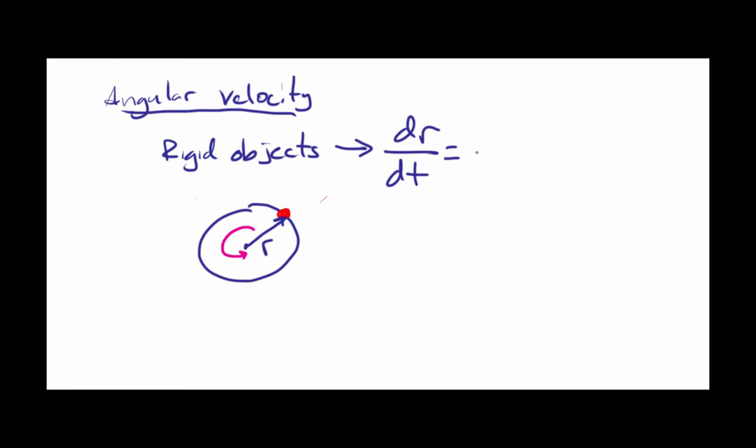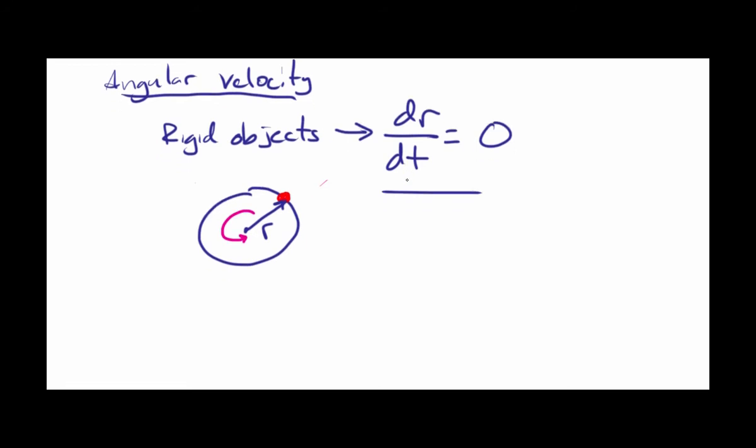The r is constant. So in other words, dr/dt, the derivative of r with respect to time, is 0 because r is constant. Mathematically, when we say that an object is rigid, that's what we're referring to. Now, that equation dr/dt sort of looks like an equation for velocity that we've dealt with before. Velocity in general is the derivative of position or displacement with respect to time. So that won't work for our definition of angular velocity.